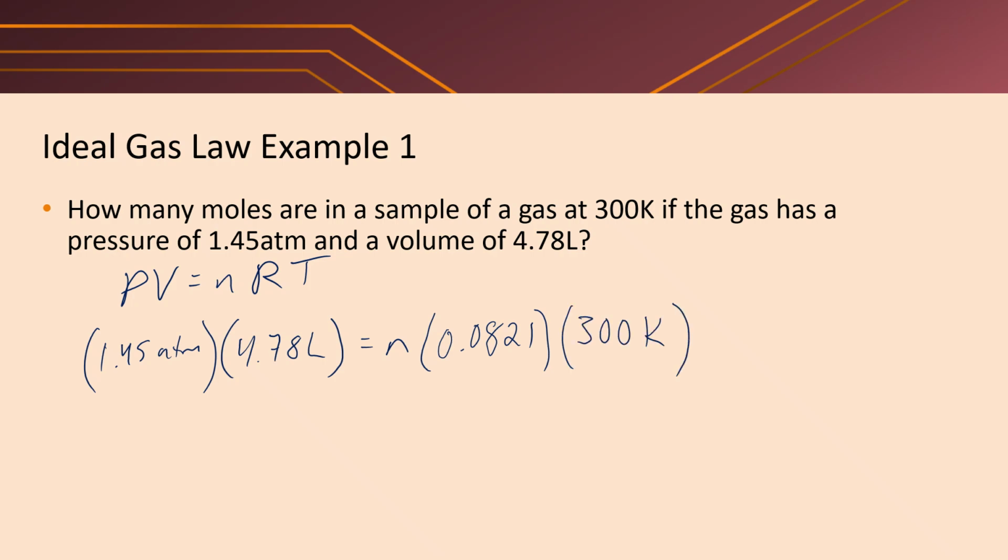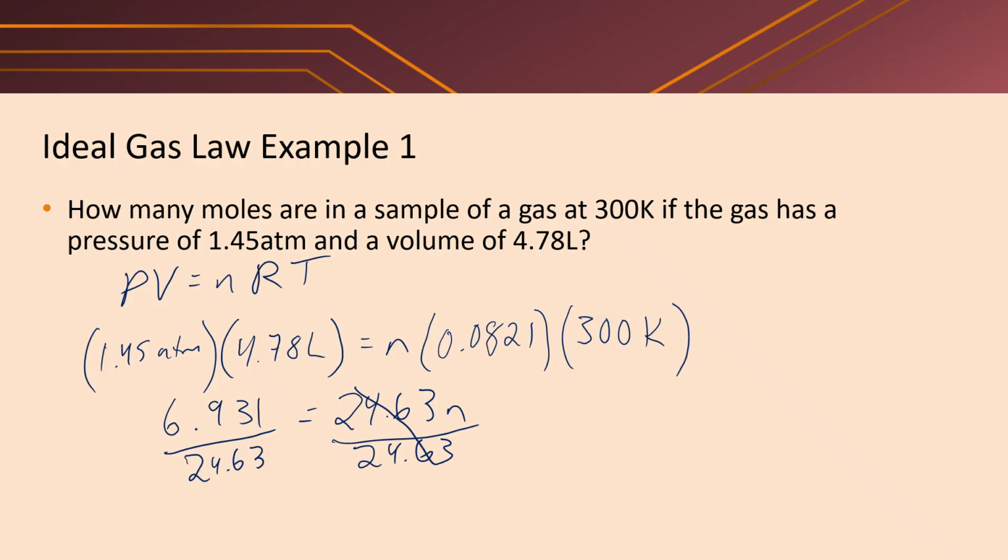So let me simplify both sides. When I simplify this side, I get 6.931. And when I simplify this side, I get 24.63 n. To get n by itself, I'm going to divide both sides by 24.63. When I do divide there, I get 0.281 is n. But our temperature here is only 1 sig fig. So when I round that to 1 sig fig, I get 0.3 moles as our value for n.